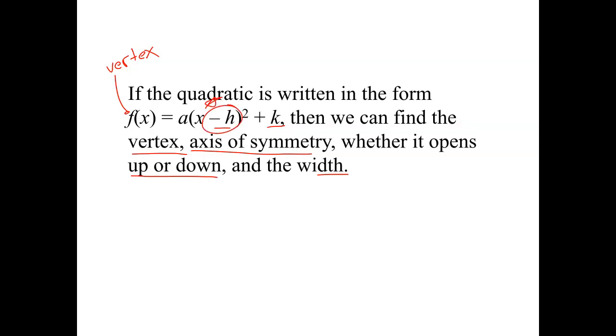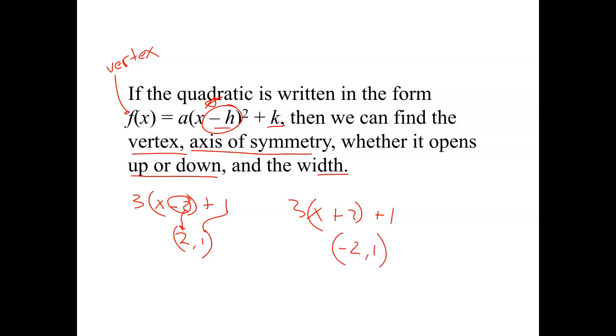So if I have a quadratic that is 3(x minus 2)² plus 1, my vertex is at (2, 1). Switch the sign and keep the y value. If my vertex is at plus 2 plus 1, then my vertex is at (negative 2, 1). Okay? Switch the x value, keep the y.